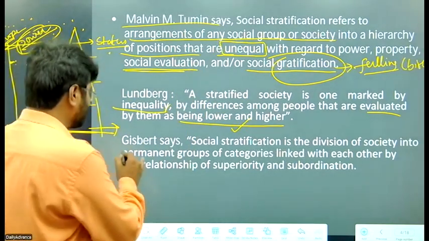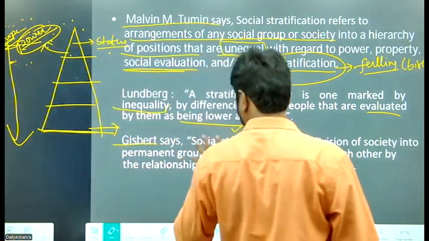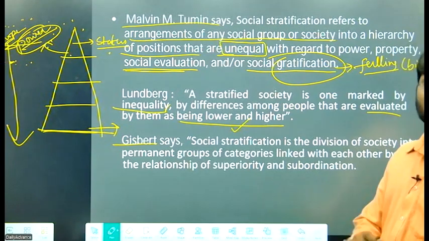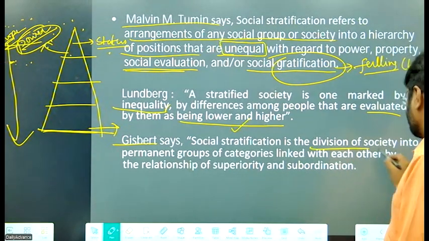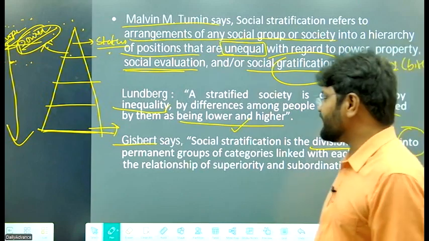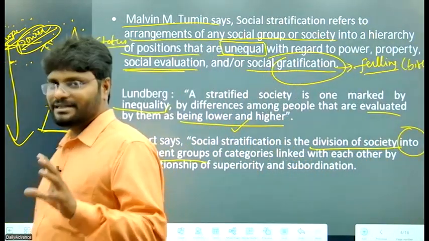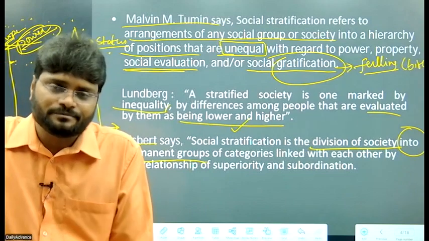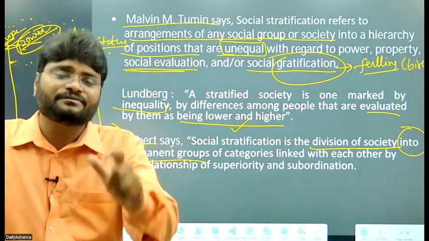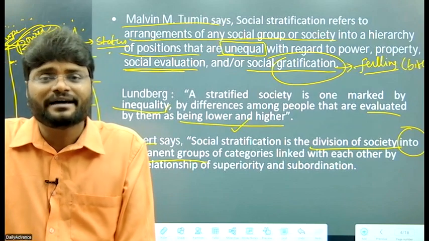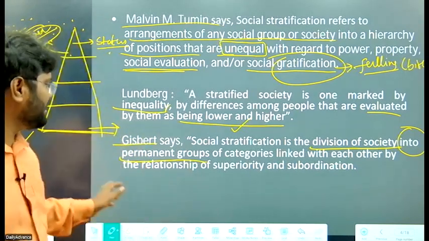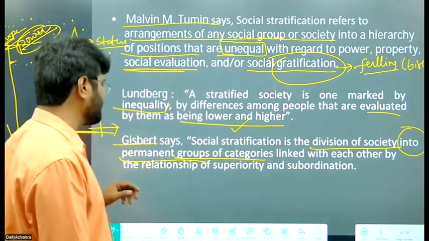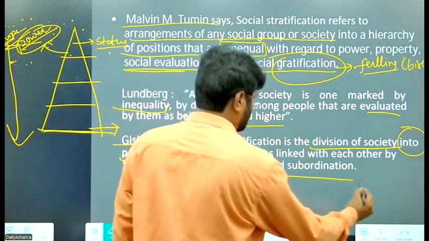Next, Gisbert. This is a very accurate definition, you can see. Gisbert defined social stratification as the division of society into permanent groups. That means here the hierarchy never changes. The hierarchy is permanent and fixed. Once it comes into being, nobody dares to change it. That means permanent groups, permanent categories linked with each other by the relationship of superiority and subordination.